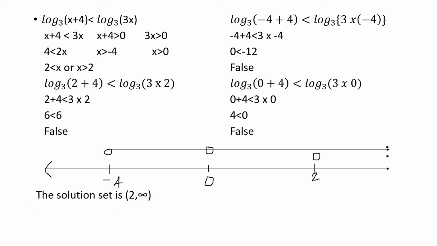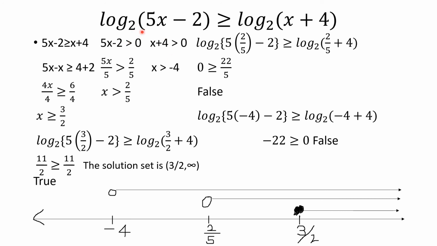So let's move on to the second. Log base 2 of 5x minus 2 is greater than or equal to log base 2 of x plus 4. So yes, same process, cancel out the logs. So you end up with 5x minus 2 is greater than or equal to x plus 4.